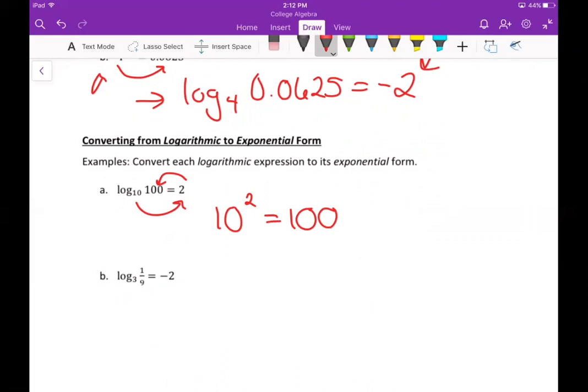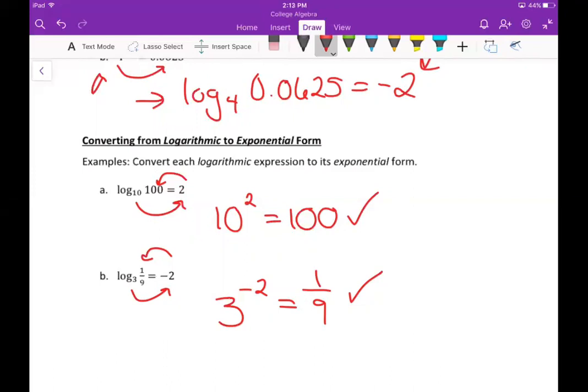On the next one, see if you can get the right exponential form of this logarithmic equation. Did you get 3 to the -2 equals 1/9? And we know that's right because 3 to the -2 is the same thing as 1/3 squared, and that is 1/9. So these exponential terms, we know those are true, we're good to go. That's what the logarithmic equations are saying as well, just in a new way.